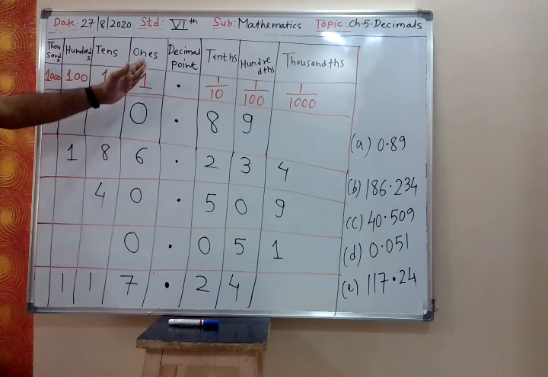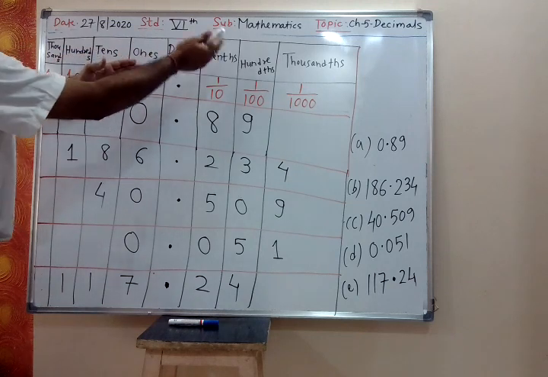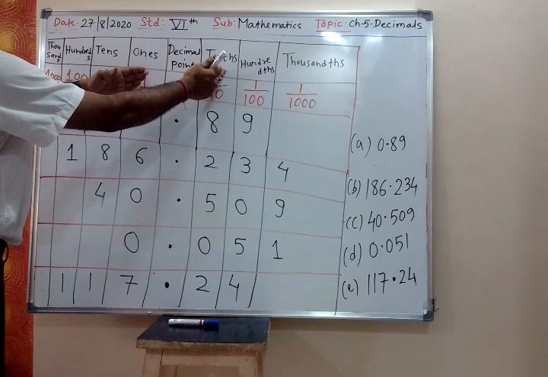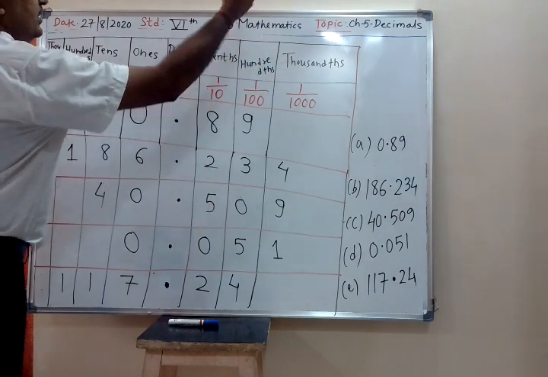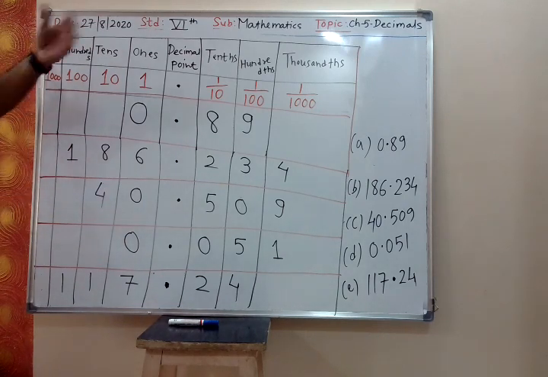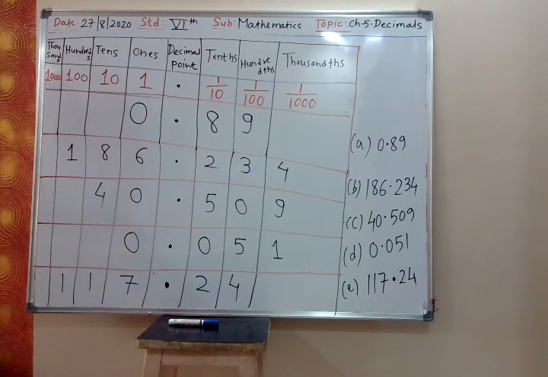Before the decimal point we have ones, tens, hundreds, thousands. After the decimal point, the first digit will be at the tenths position, the second digit at the hundredths position, the third digit at the thousandths position. So that you remember. If there is one more, you write ten-thousandths position. Is it clear?